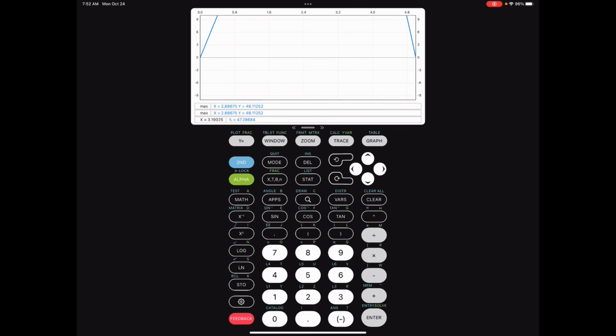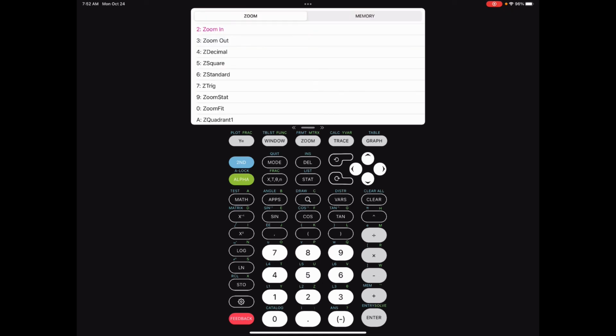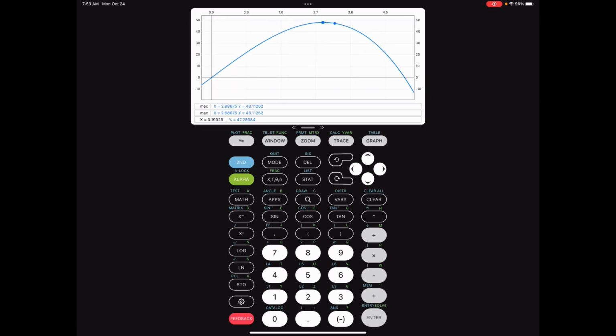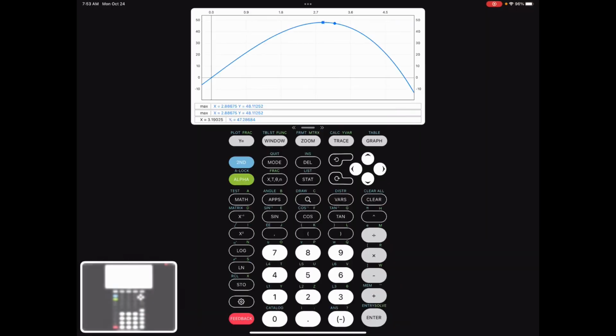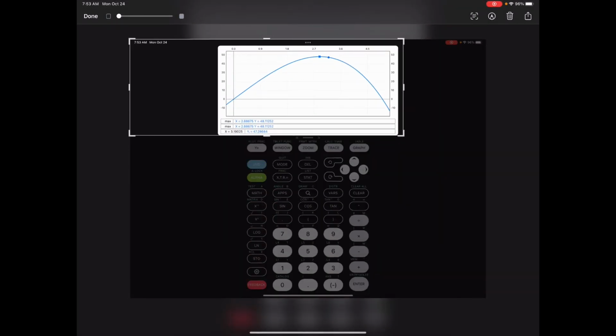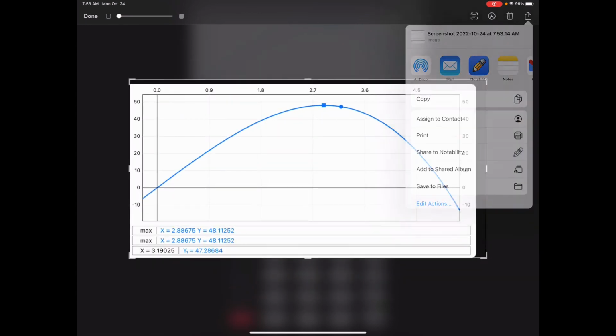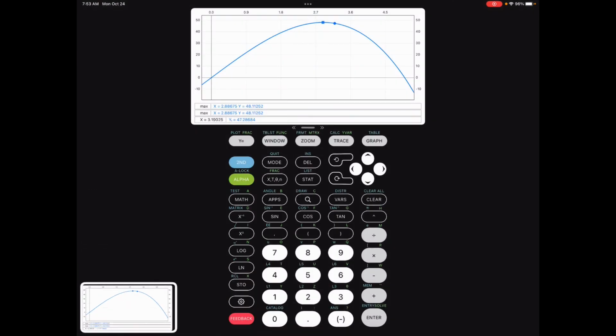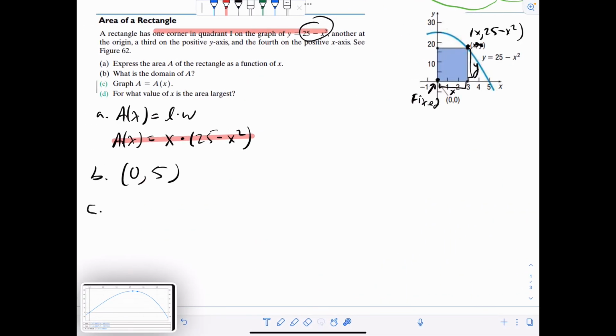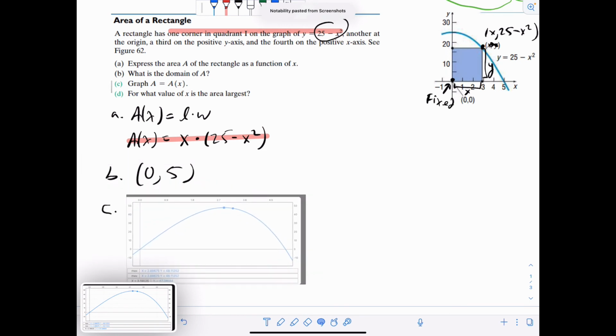Now we're going to go to zoom, which is the third button, or the top middle. And then you're going to go down to zoom fit right there. What this will do is it'll fit the graph with the domain you specified. So when I hit enter, there it is. So I'm going to do a quick screenshot. I want to drop that into my Notability doc. And then we'll continue with the problem. So there's our image.